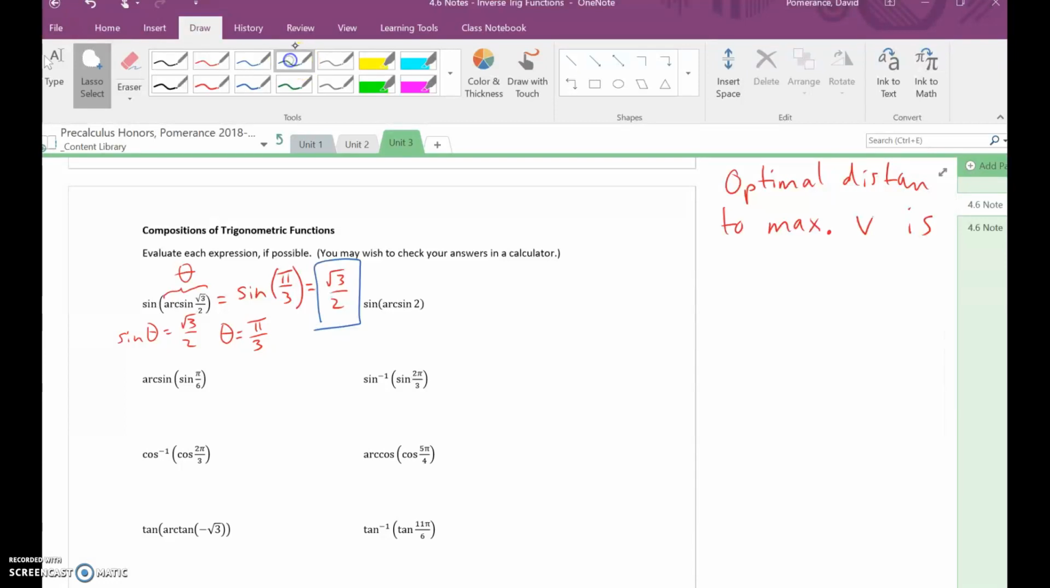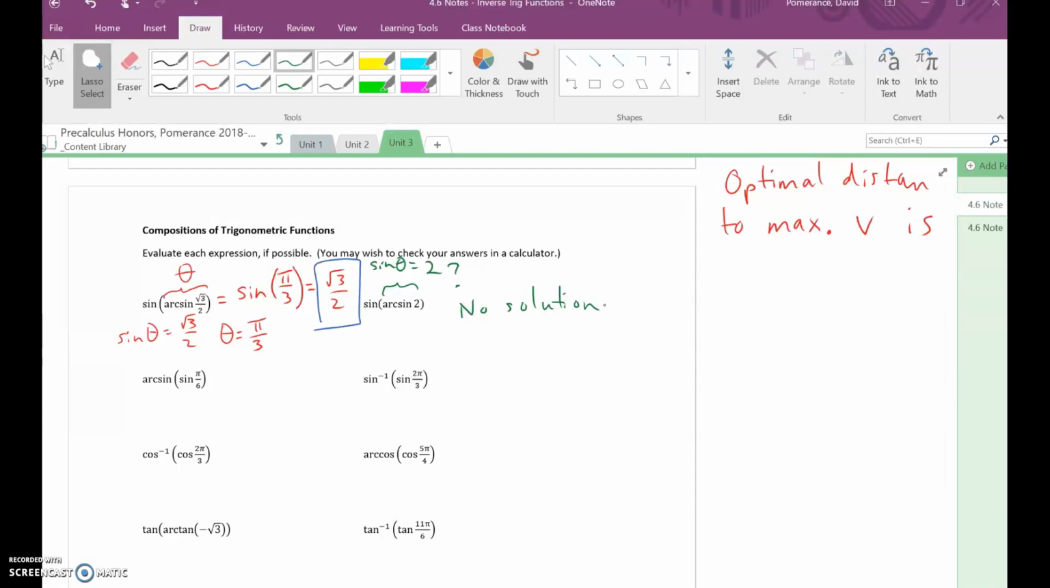This next problem you would say, oh, well, yeah, sine and arc sine just cancel each other out. The answer is 2. But wait. This is an angle, right? It's an angle whose sine equals 2. An angle whose sine equals 2? Nah. No solution. Remember that no sine value is ever bigger than 1.